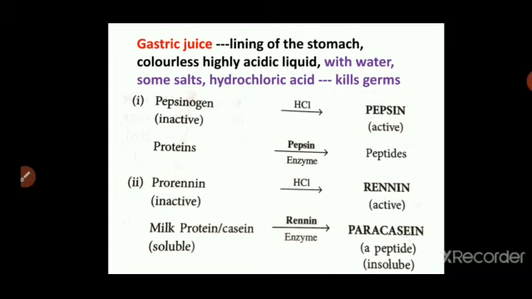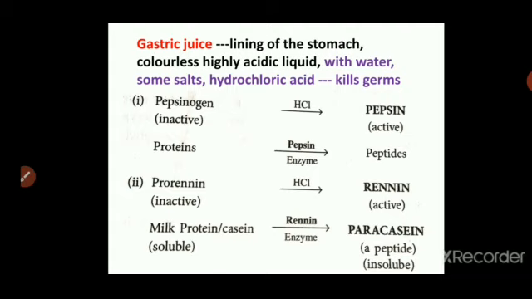Let us see the first one, that is, what is done by pepsinogen. Pepsinogen is converted into pepsin. Then the pepsin converts the protein content of the food into simpler forms, that is, peptides. So first pepsinogen is converted into pepsin by HCl. Then proteins are converted into peptides by pepsin. So remember this chain. In the same manner, prorenin is converted into renin by HCl.